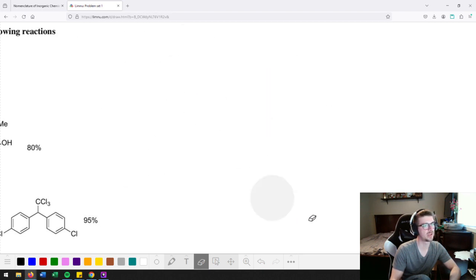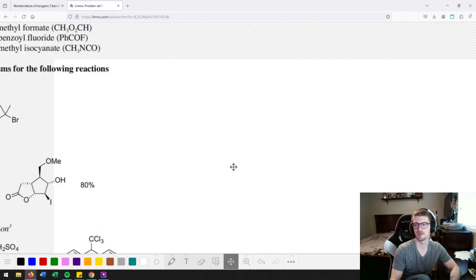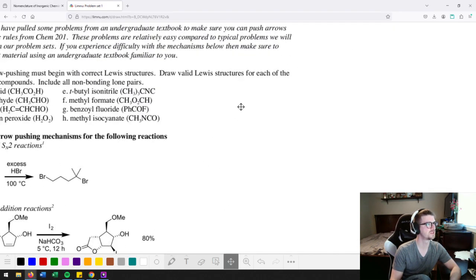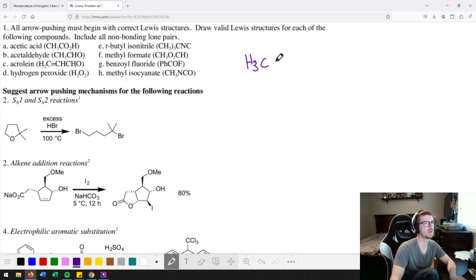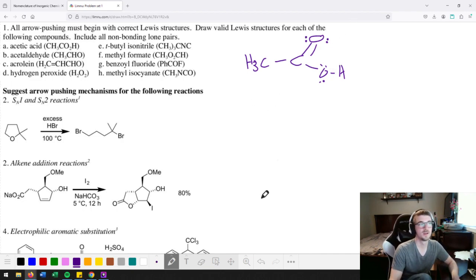Okay, so I have been over drawing Lewis structures of various compounds before, so I'm not going to belabor this, but we can just draw out these structures. So acetic acid, this oxygen, okay. So that's our acetic acid, acetaldehyde.